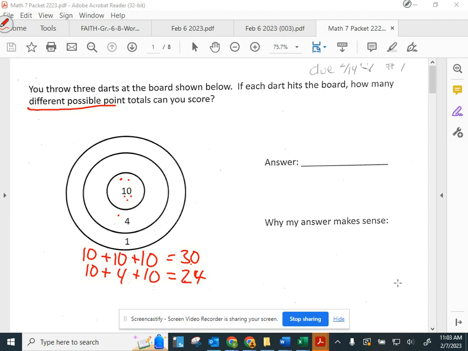So I made a whole list and I totaled them out, and then I counted how many different totals I could get. Any questions on that one? All right, so it's more than just the 2 I put there. You're going to have to make your list. If you throw and hit the 10, and then you throw and hit a 4, and then you throw and hit the 1, so you're going to want to do that.